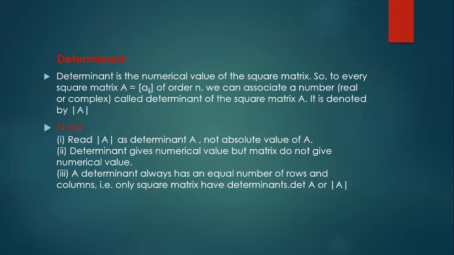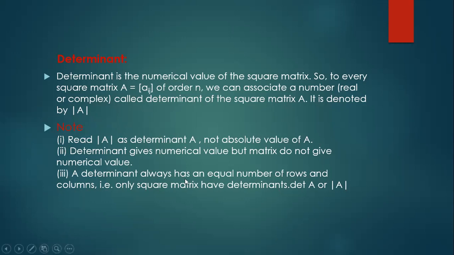Then what is the definition of determinant? Determinant is the numerical value of the square matrix. So to every square matrix A equal to [aij] of order n, we can associate a number, real or complex, called the determinant of the square matrix, which is denoted by determinant A. Note: read this as determinant A, not absolute value of A. Determinant gives a numerical value, but a matrix does not give a numerical value.